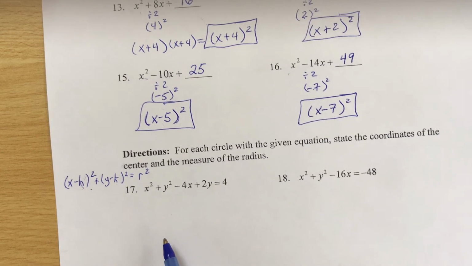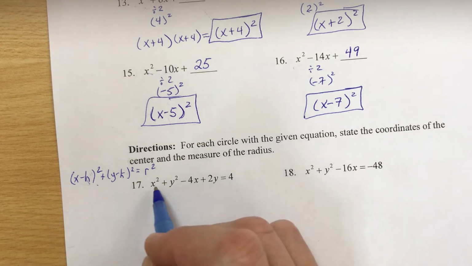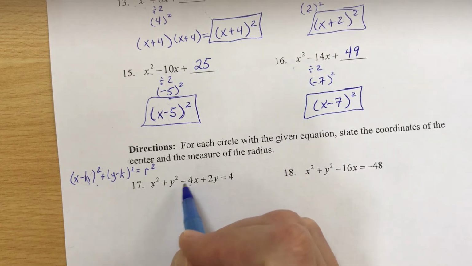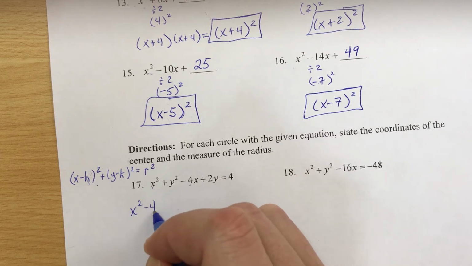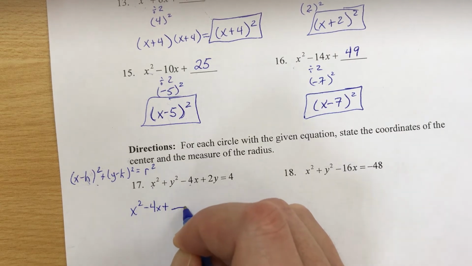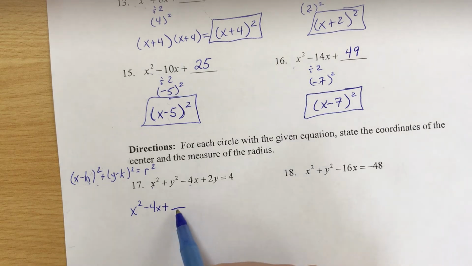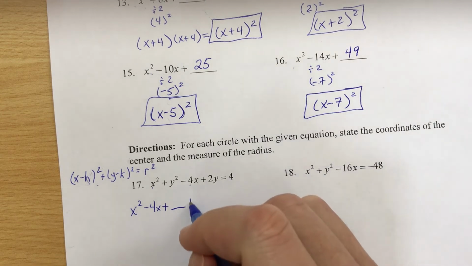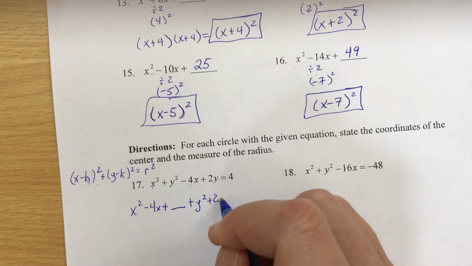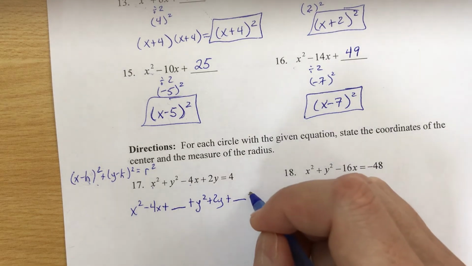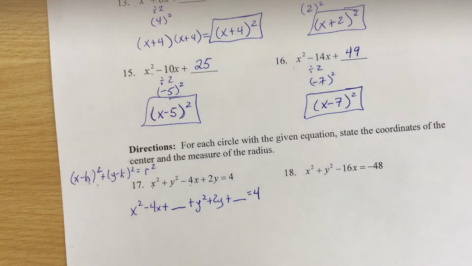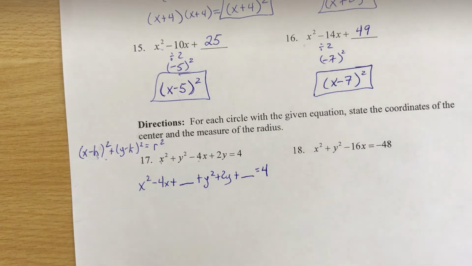Okay, so in 17, here's what we're going to do. First thing is I'm going to rewrite this with the x's together. So I'm going to say x squared minus 4x plus something. I don't know what that is yet, but I'm going to find it. Then the y squared plus 2y plus something equals 4. And then I'll come back to that in a second.